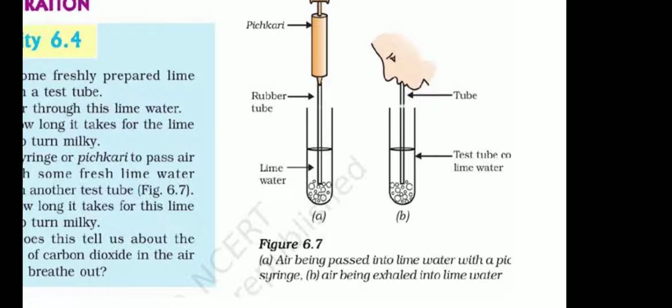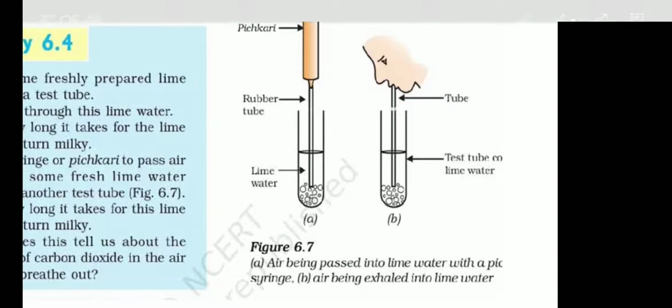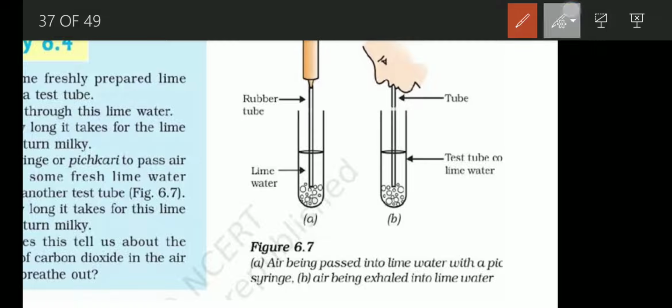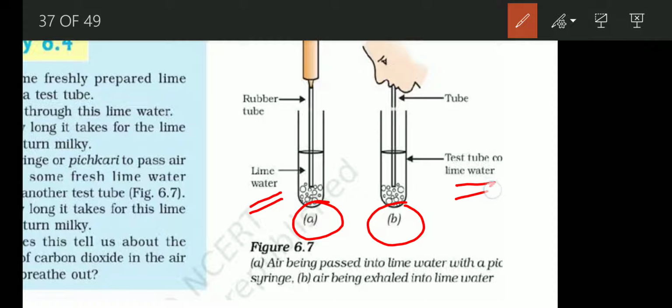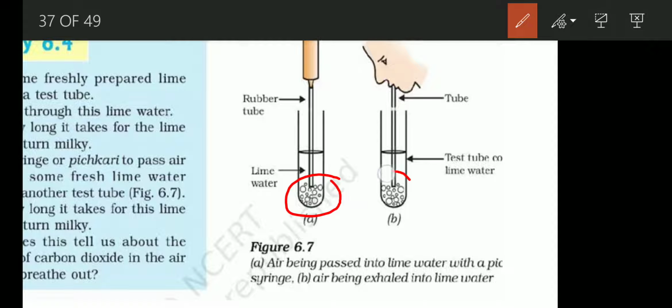As you can see, there are two test tubes here. Let me mark these for you: test tube A and test tube B. Both test tube A as well as test tube B are filled with lime water. Here you can see the generation of bubbles in both test tube A as well as test tube B, but the source of air is different.